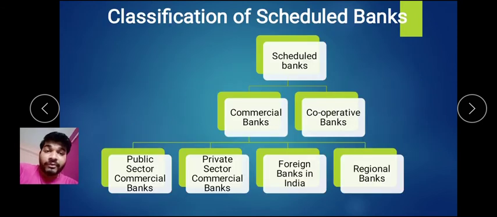Then comes the classification of scheduled banks. How has this structure been divided? We know scheduled banks follow RBI rules. They have commercial banks and cooperative banks. Again, commercial banks have 4 subdivisions: public sector commercial banks, private sector commercial banks, foreign banks in India, and regional rural banks in India. So this is the classification of banks in our country.